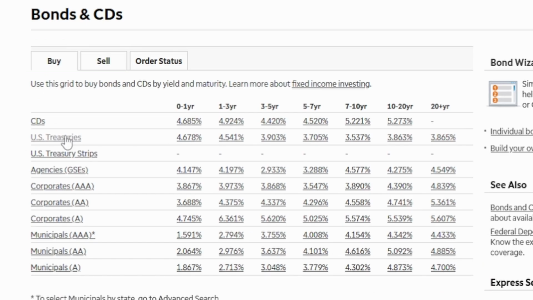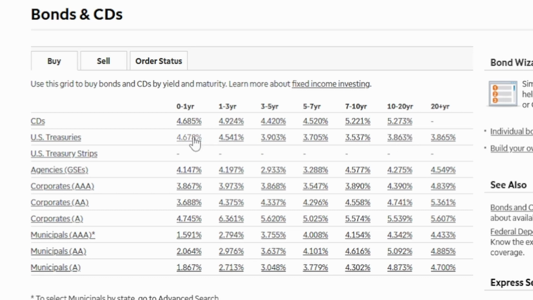So you see here U.S. Treasuries 0 to 1 year are paying 4.678%. And as you go out further along the yield curve, it gets lower. So the 10-year is only paying 3.8%. So this is what an inverted yield curve means, because usually the longer you go and lend somebody money, the riskier it is. But here you're seeing that the longer term is paying less, or it's less risky than the shorter term.